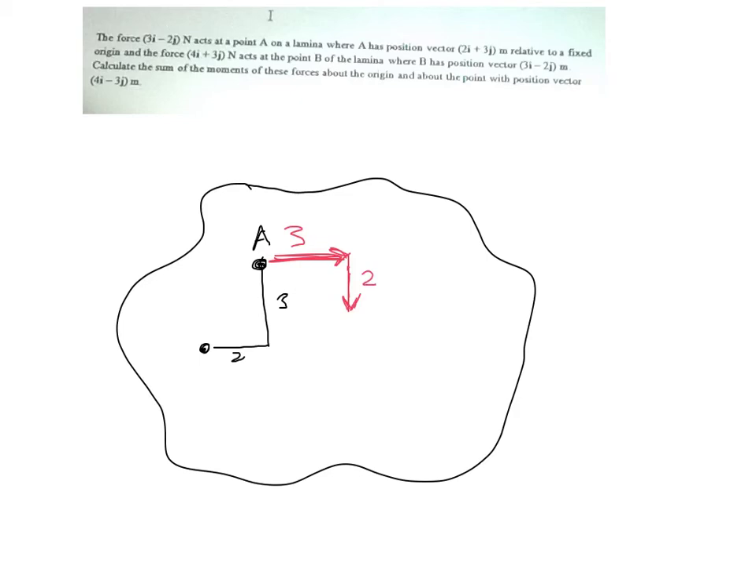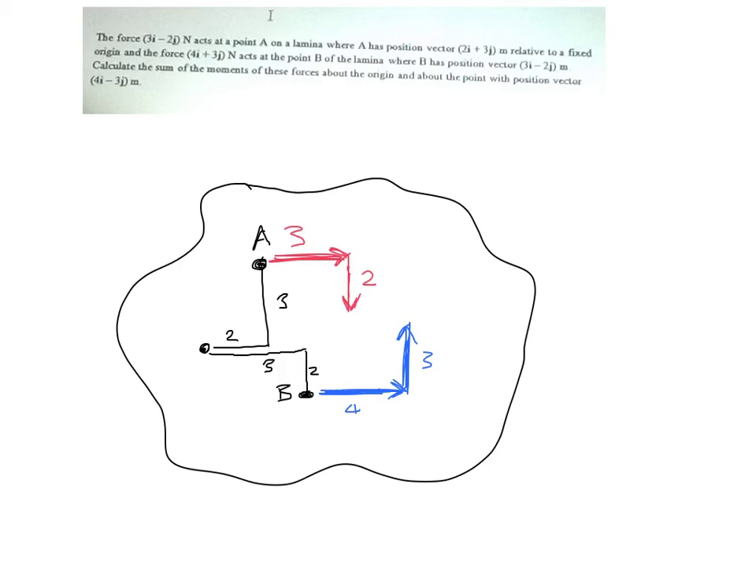Then we've also got B. B is at the point 3i minus 2j. So we're going 3 across, 2 down. That gets us to B. And B has got its force acting through it, which is 4i plus 3j. So that is 4 across and 3 up.